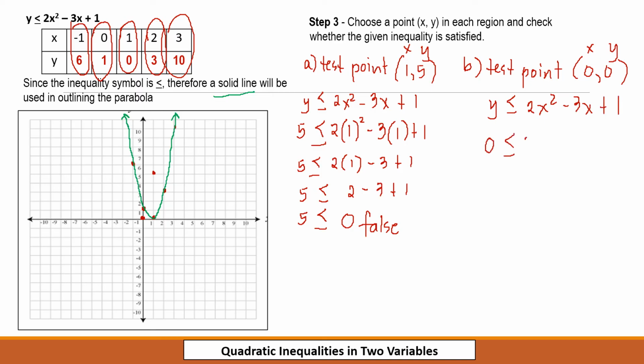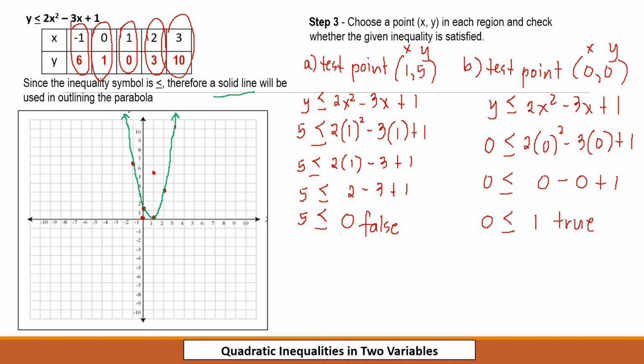0 is less than or equal to 2 times 0 squared minus 3 times 0 plus 1. 0 is less than or equal to 0 minus 0 plus 1. 0 minus 0 is 0, plus 1, 1. The statement now is 0 is less than or equal to 1. Is it a true statement or a false statement? It is a true statement, since 0 is less than 1.